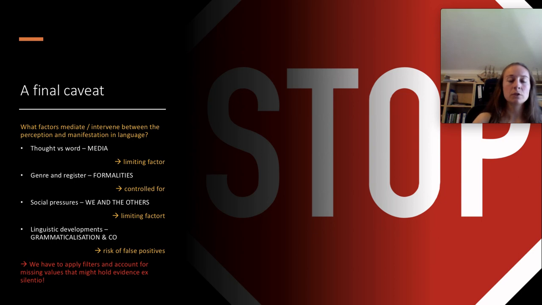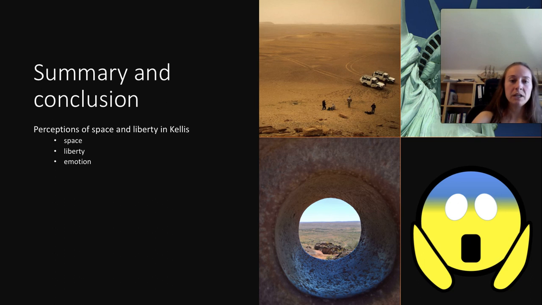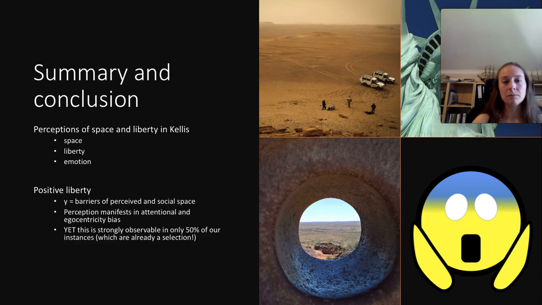So let's come to a short summary and conclusion. We talked about perceptions of space and liberty in Kellis. Space, liberty, and emotion were our three key concepts. We phrased our Kellis axiom in the sense of positive liberty, in that our y variables, the barriers, are barriers of perceived and social space.